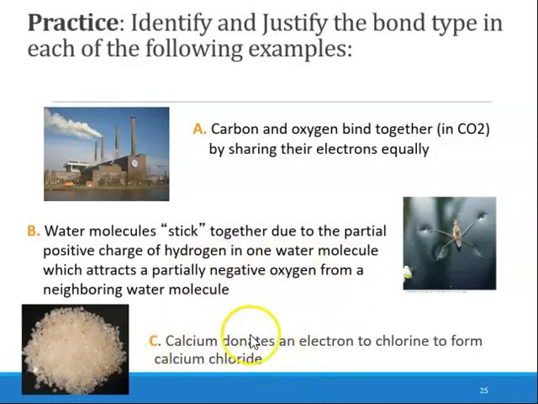Calcium will donate an electron to chlorine to form calcium chloride. What kind of bonds occur when we have bonds where electrons are donated? So try to figure out the types of bonds within this slide.